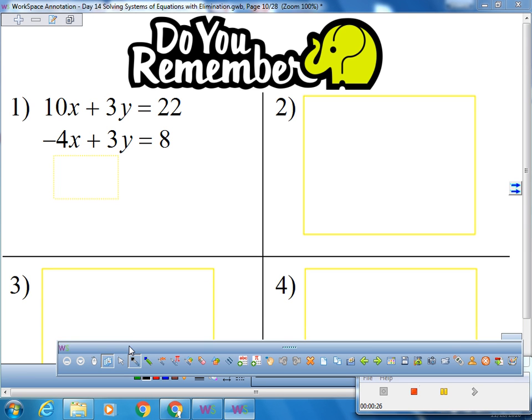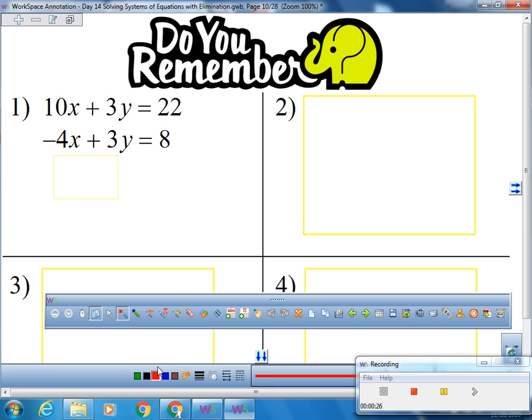Normally, we would just use straight elimination. I see 3y and 3y. If I made the top one or the bottom one multiplied everybody by a negative, this would become positive. This would now be negative, and this would now be negative. It's systems of equations.